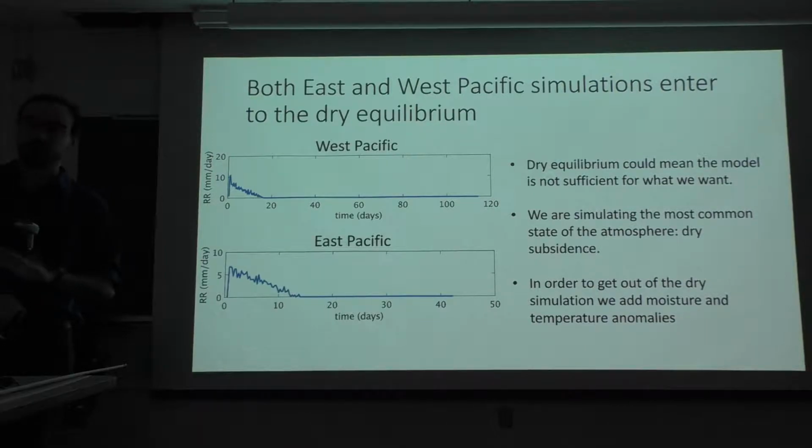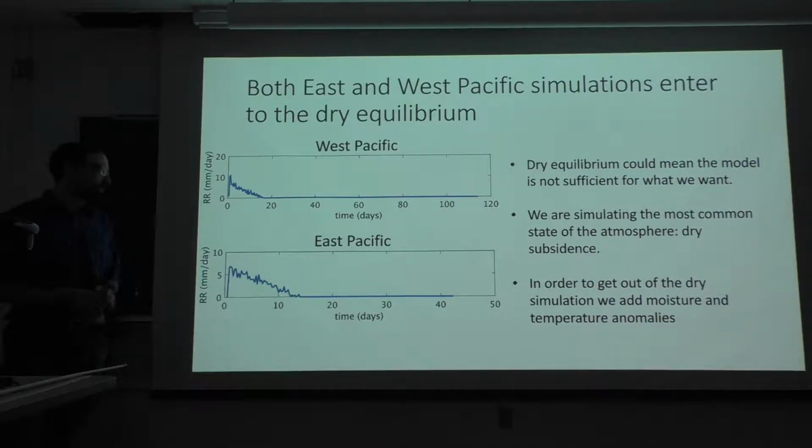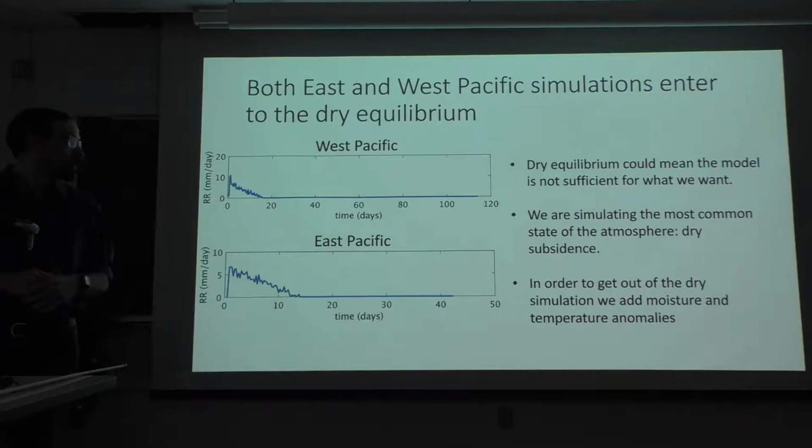When we do this for both the East and West Pacific, we enter into the dry equilibrium. This could mean one of two things. First, our model isn't quite sufficient for exactly what we want to study. Or the idea that we have is that we're simulating the more common state of the atmosphere, which is dry subsidence. So without any sort of perturbations to the model, we enter into the dry equilibrium.